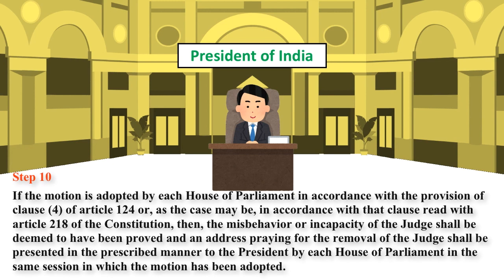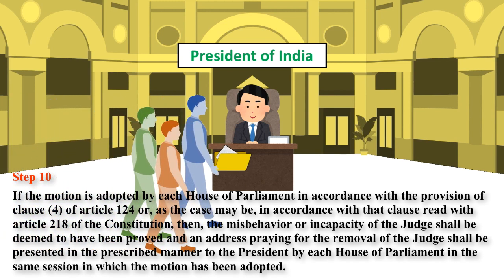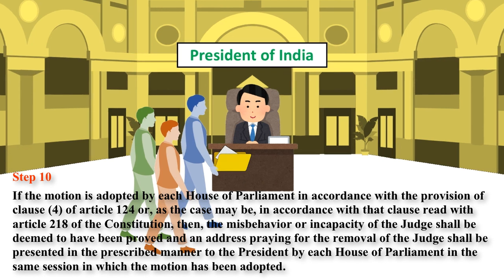Step 10. If the motion is adopted by each House of Parliament in accordance with the provision of Clause 4 of Article 124 or, as the case may be, in accordance with that clause read with Article 218 of the Constitution, then the misbehavior or incapacity of the judge shall be deemed to have been proved and an address praying for the removal of the judge shall be presented in the prescribed manner to the President by each House of Parliament in the same session in which the motion has been adopted.